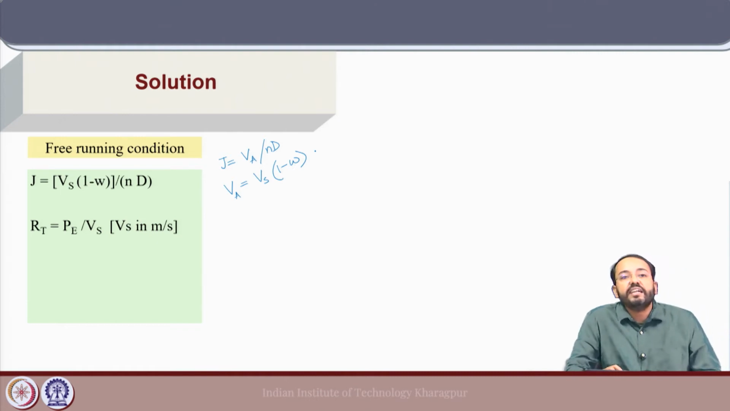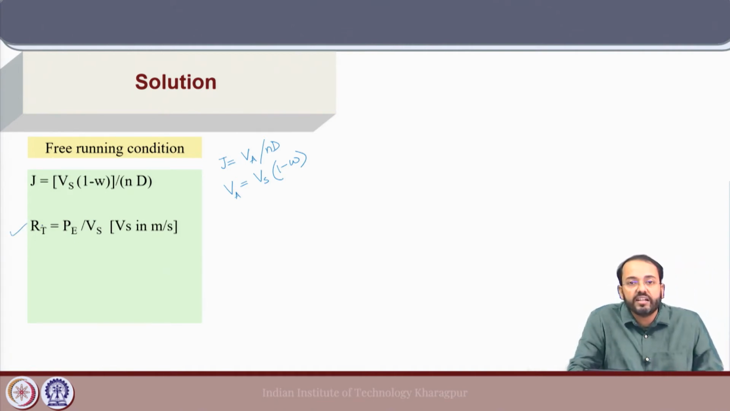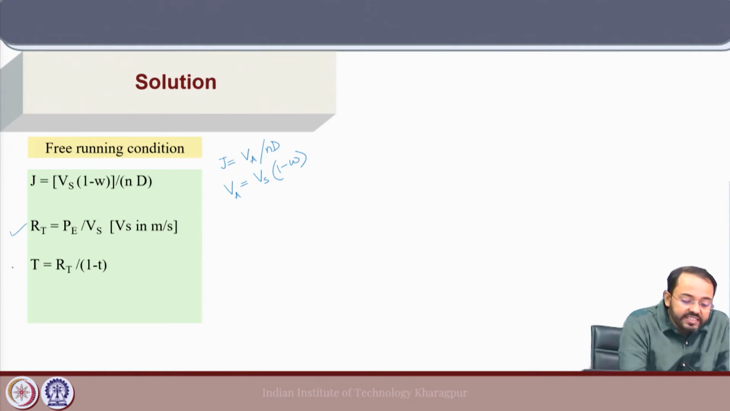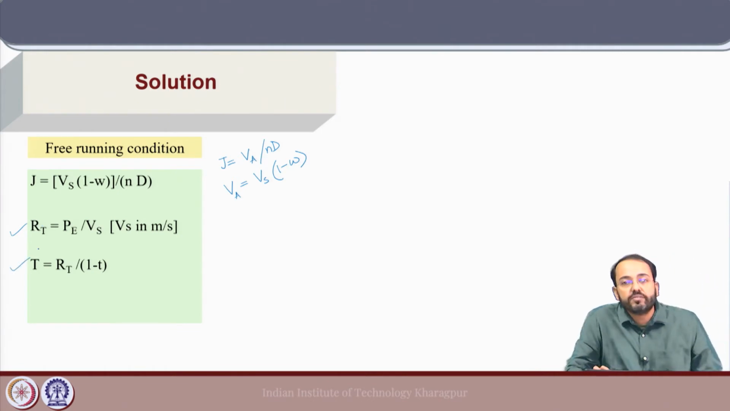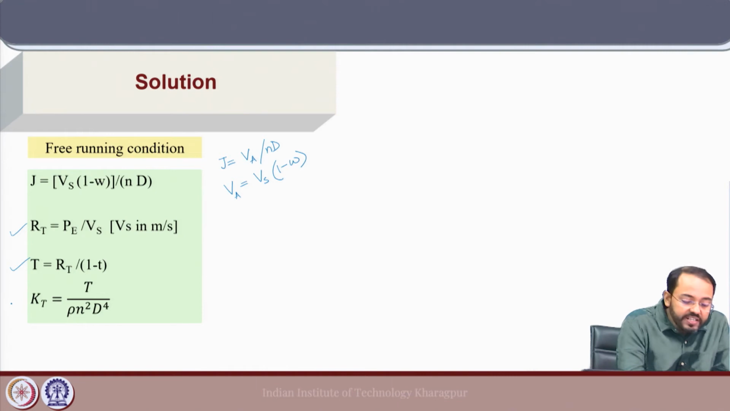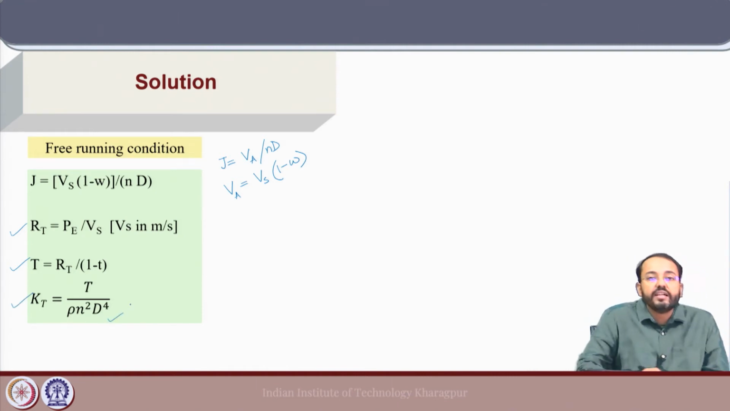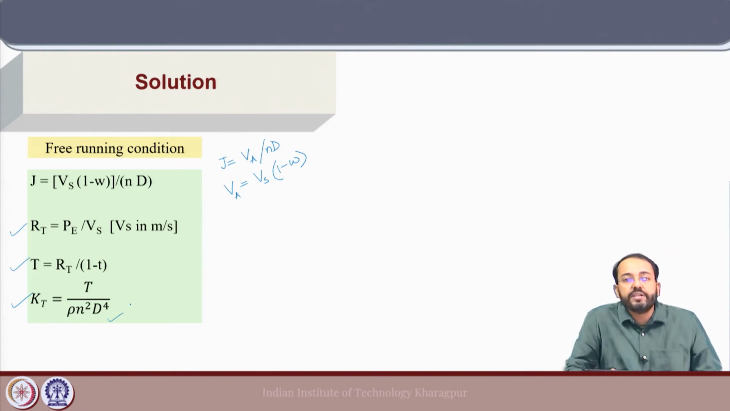Next, the resistance can be written as the effective power divided by the speed of the tug, and the thrust which is required from the propeller is resistance divided by 1 minus thrust reduction. That is how the thrust reduction factor is defined. And finally, the thrust coefficient will be thrust divided by rho n square diameter to the power 4 to make it non-dimensional.